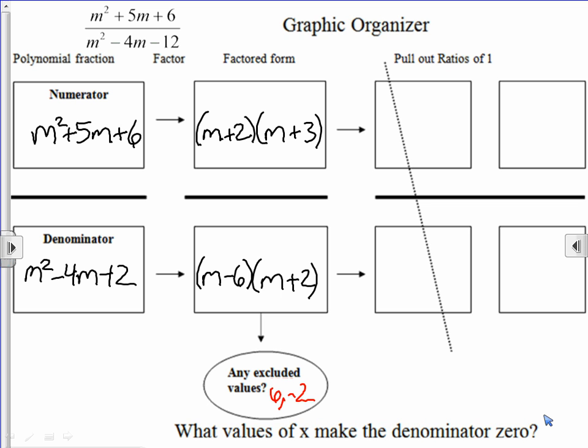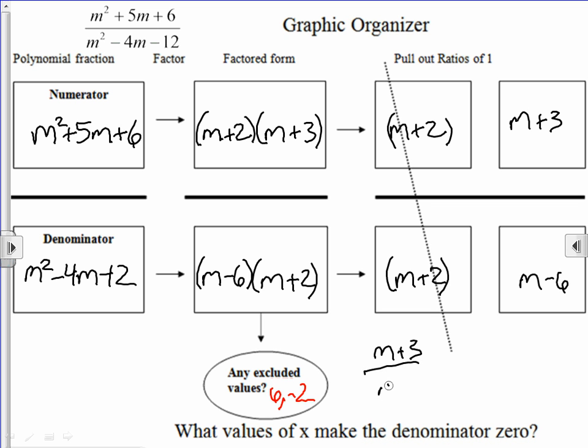So, do I have anything that is going to reduce to 1? Yes, I have m plus 2 over m plus 2, and I have m plus 3 left in the numerator, and m minus 6 in the denominator. So my final answer is m plus 3 over m minus 6, but m cannot equal negative 6 or positive 2.